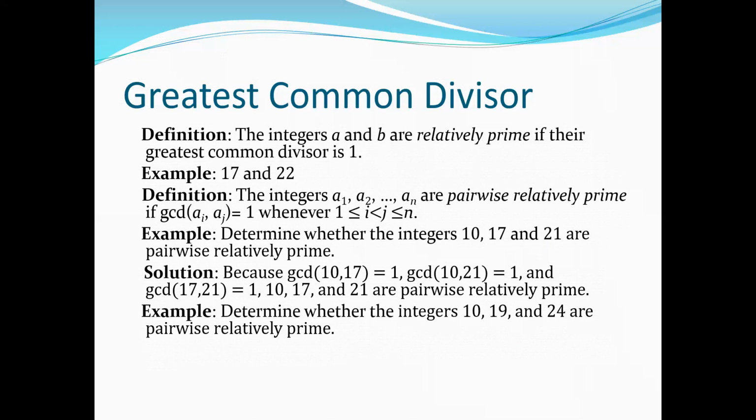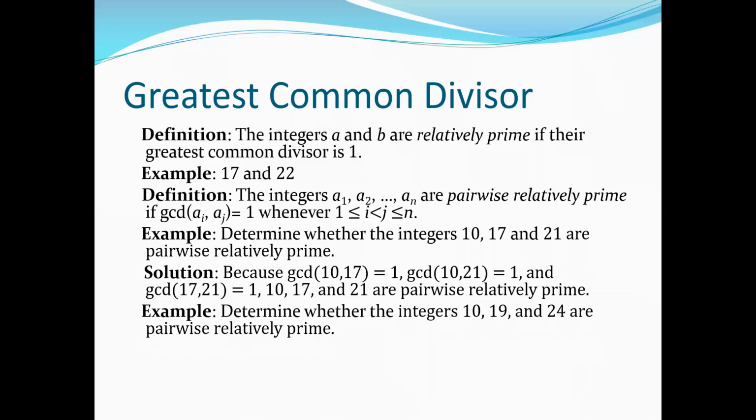So therefore, since when we pair all the given numbers the GCD result is 1, it is considered pairwise relatively prime. And how about 10, 19, and 24?